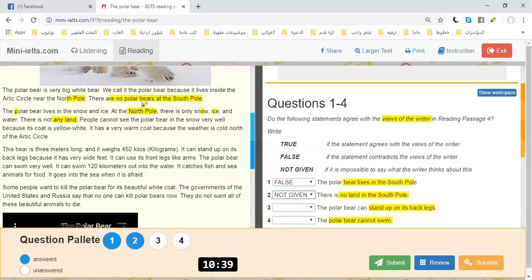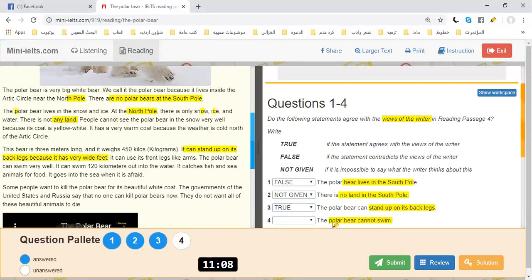The third question, the answer is true. The polar bear can stand up on its back legs. It's mentioned here. It can stand up on its back legs because it has very wide feet. So it's stated identically to what is mentioned in the question. The polar bear can stand up on its back legs. Yes, the answer here should be true.